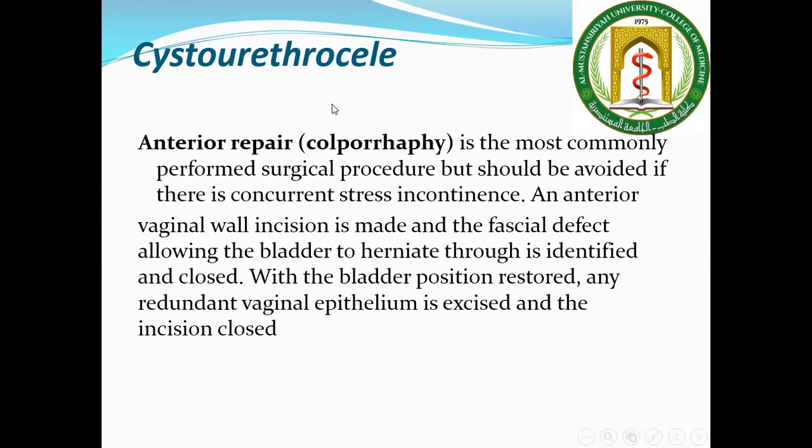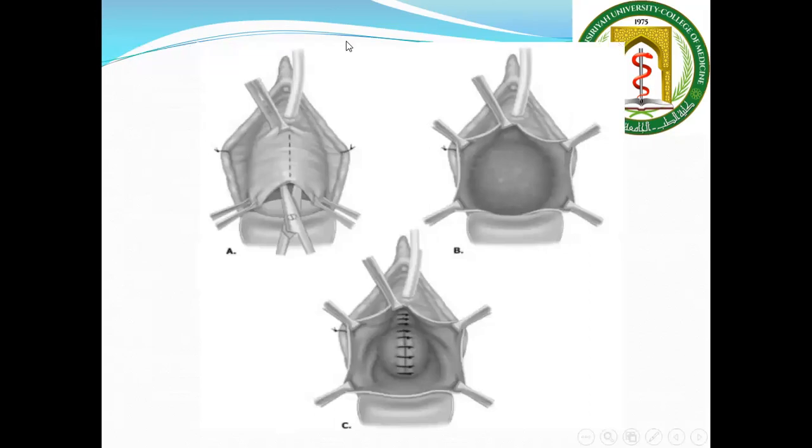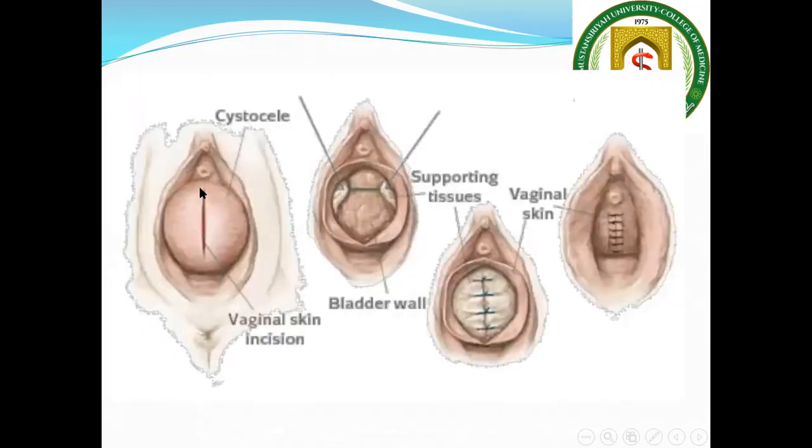For the cystourethrocele, we have anterior repair or anterior colporrhaphy. Colpo means vaginal vault. Rhaphy is the suturing, so anterior colporrhaphy. You see here, this is the bulge of the vaginal mucosa. We incise the vaginal mucosa. We suture the supporting weak tissue, like in this picture, incision of the vaginal skin. This is the weak supporting tissue, and here the bulge of the bladder. We suture it, and then we excise the extra skin, and then we suture it. Here you see this is the reduced prolapse. This is the anterior colporrhaphy.